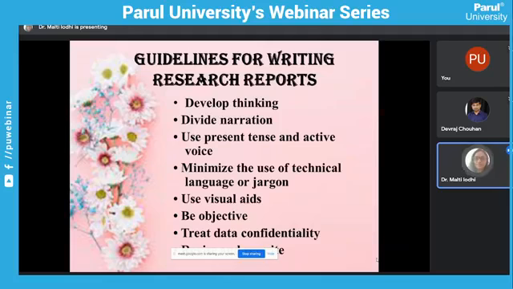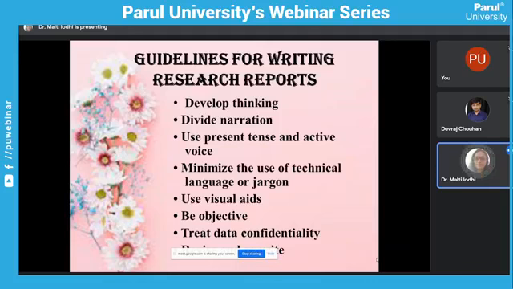This is the most important thing as well. A maximum of people are making mistakes with this. They are not using the present tense while they are presenting the research report. Then minimizing the use of technical language or jargon. Don't use the same thing again and again, or repeat the words or the findings again and again. You have to minimize this while you are presenting the research report.